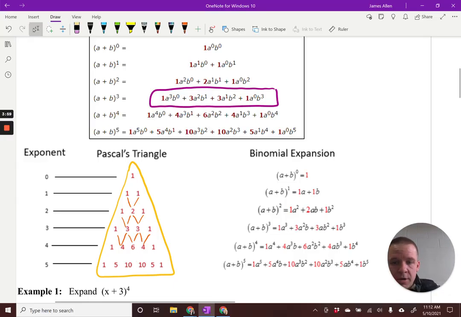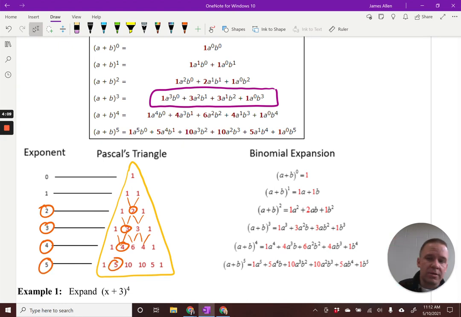Cool. You can also notice that the exponent here matches up. 3, the first guy. 4, the first one there. 5, the first one there. Okay. And then also notice that we have one more term than the exponent. So if it's raised to the 5th power, I'm actually going to have 6 terms. If it's raised to the 4th power, I'm going to have 5 terms. These are all things that you might observe.